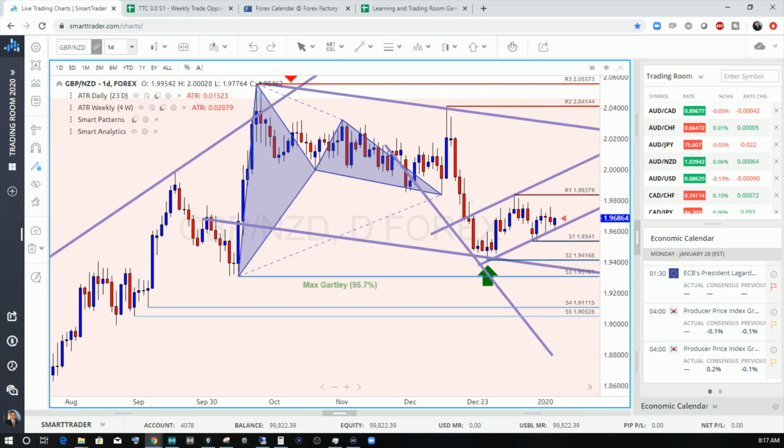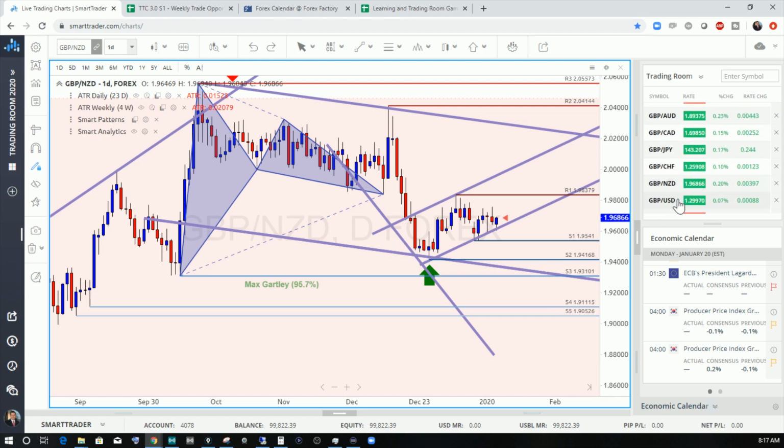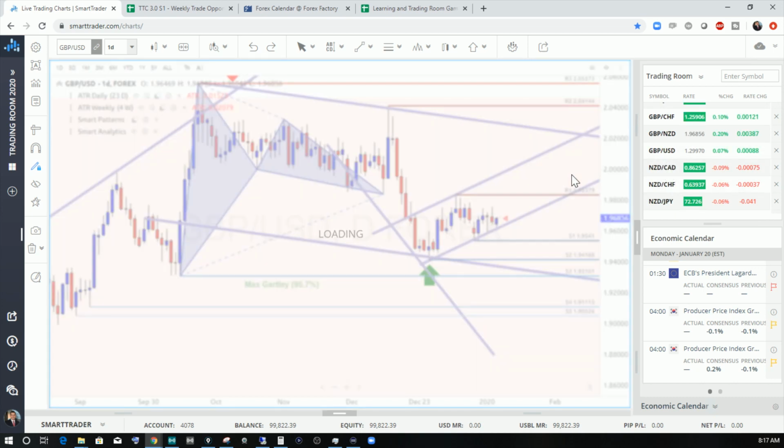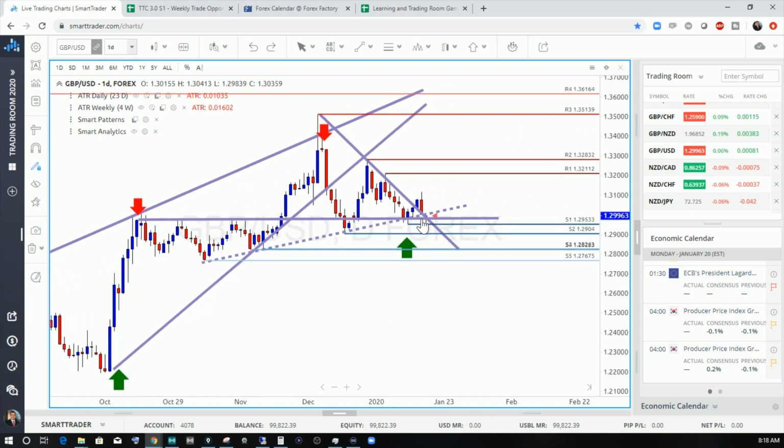So yes, bullish on pound New Zealand dollar. Let's go ahead and take a look at a few things here. I'm going to go to pound US dollar. And pound US dollar is finding support right here. Thinking bullish at the moment. A lot of support coming off this level right here. So I'm still thinking bullish.